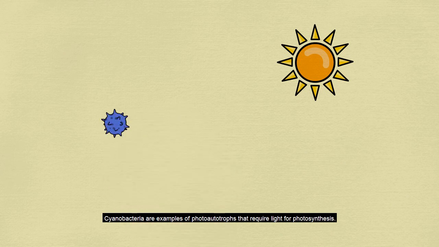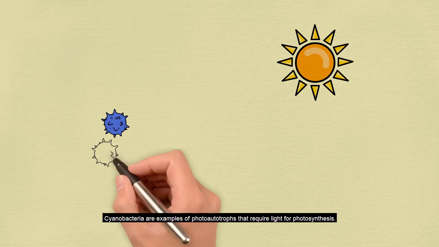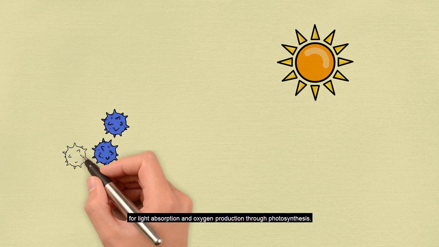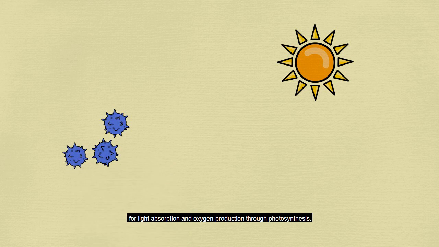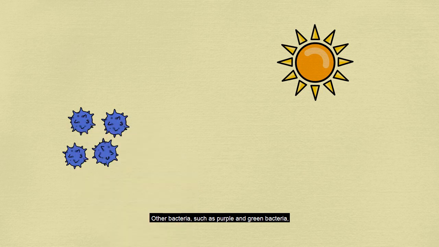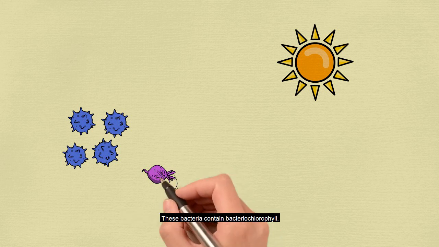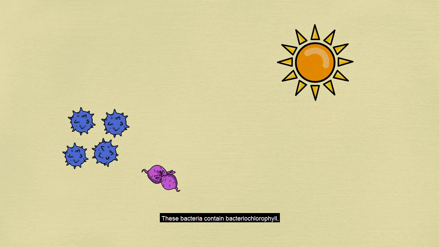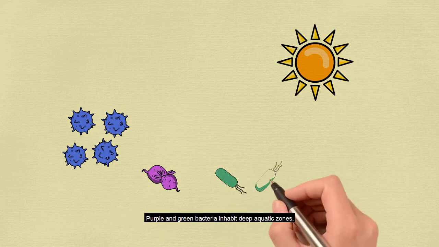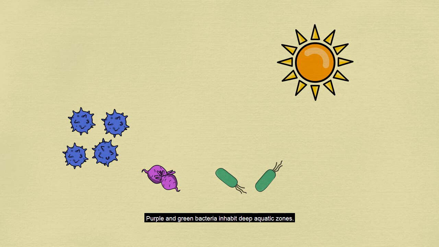Cyanobacteria are examples of photoautotrophs that require light for photosynthesis. These microbes contain the pigment chlorophyll for light absorption and oxygen production through photosynthesis. Other bacteria, such as purple and green bacteria, do not produce oxygen and utilize sulfide or sulfur for photosynthesis. These bacteria contain bacteriochlorophyll, a pigment capable of absorbing shorter wavelengths of light than chlorophyll. Purple and green bacteria inhabit deep aquatic zones.